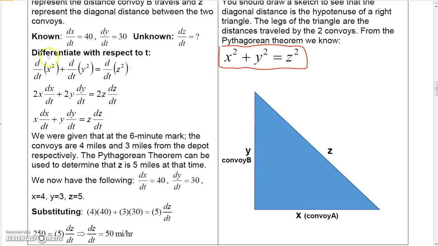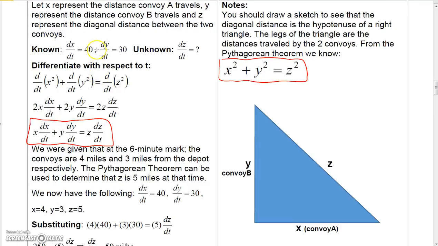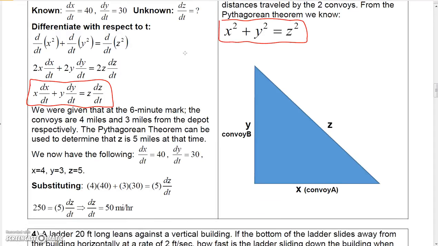Now, if I take the derivative with respect to time for each of these, and we did this earlier, I get 2x dx/dt plus 2y dy/dt equals 2z dz/dt. Now, this is the relationship between the rates. Now, I know that dx/dt is 40. I know that dy/dt is 30 because that's the rate they're traveling. And I'm after dz/dt, so I need to know the rate the distance is changing between them.